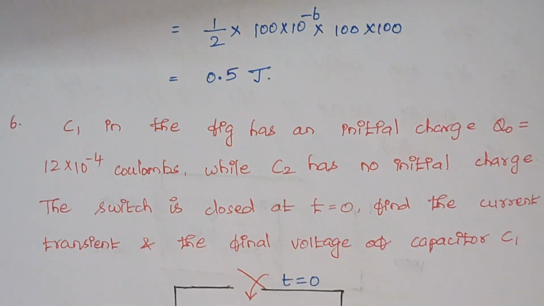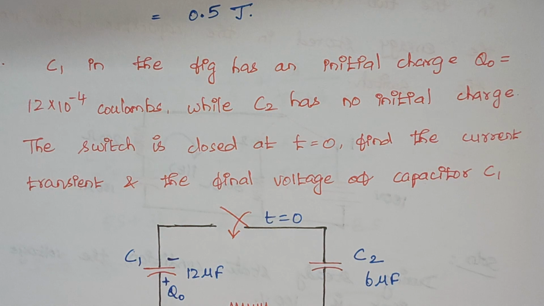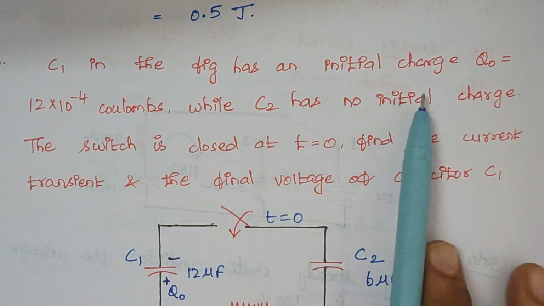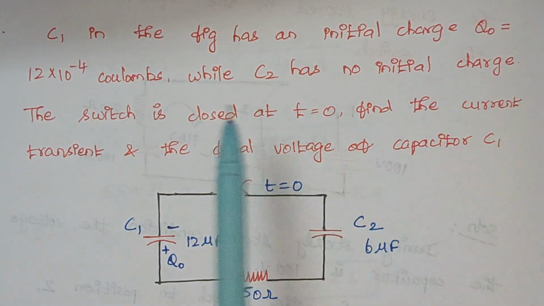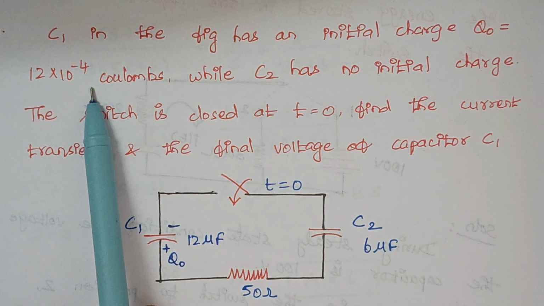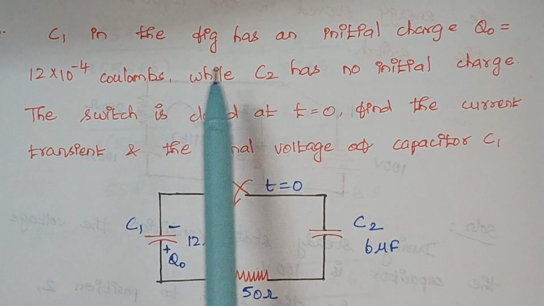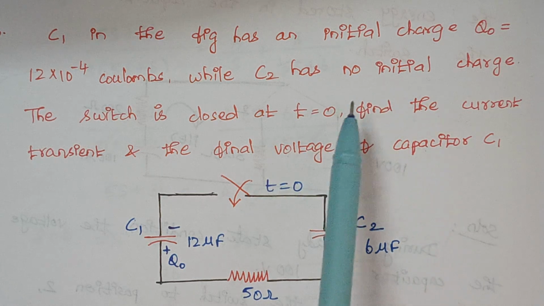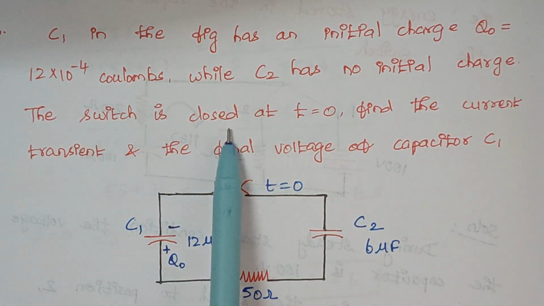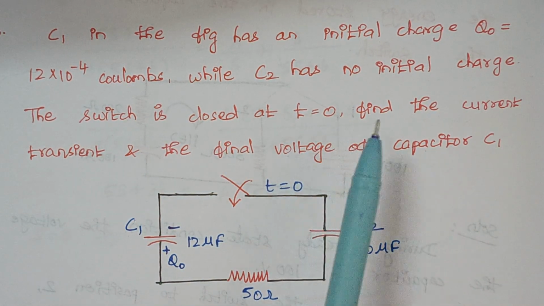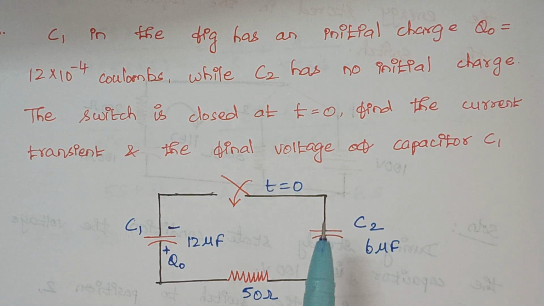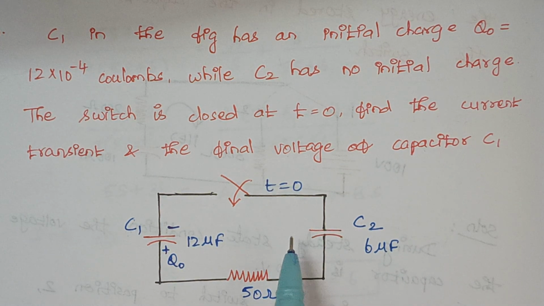The problem is: C1 in the figure has an initial charge Q0 equal to 12 into 10 to the power minus 4 coulombs, while C2 has no initial charge. The switch is closed at t equal to 0. Find the current transient and the final voltage of the capacitor C1.